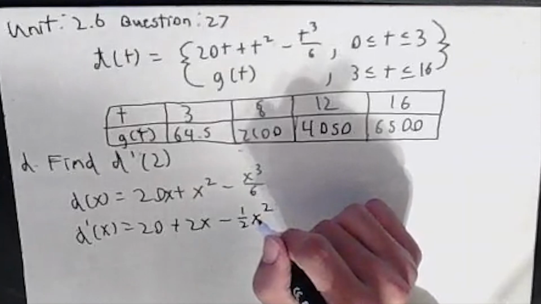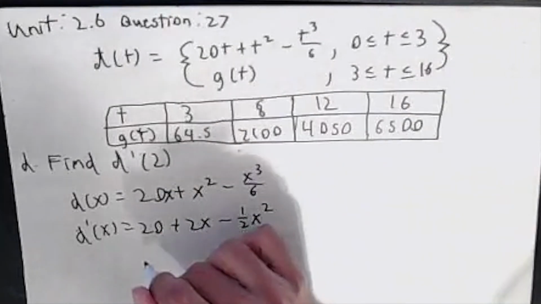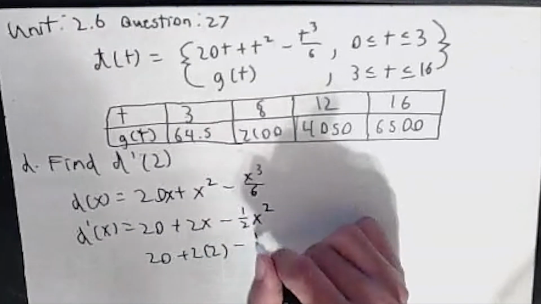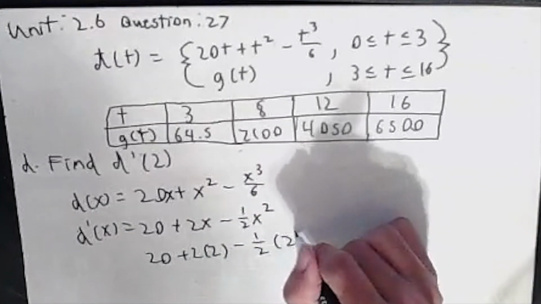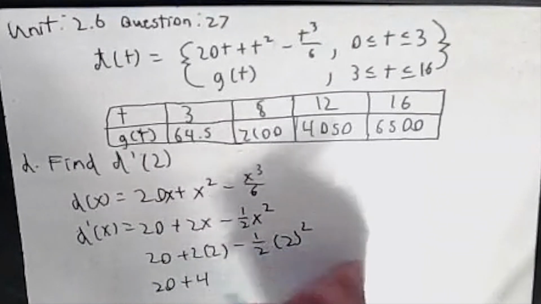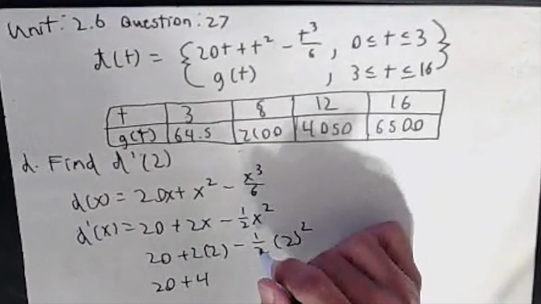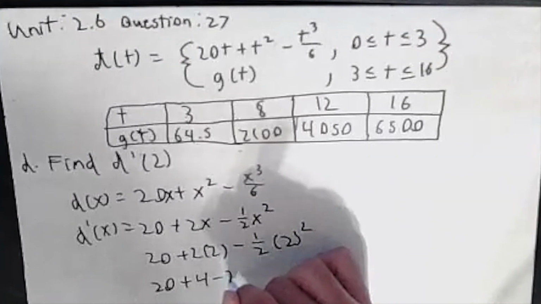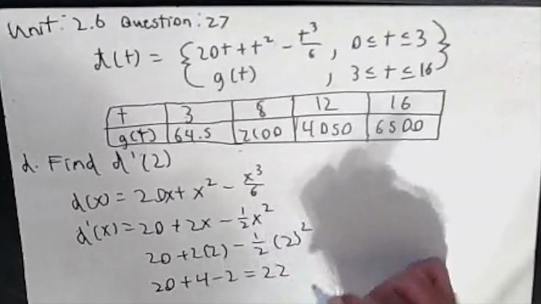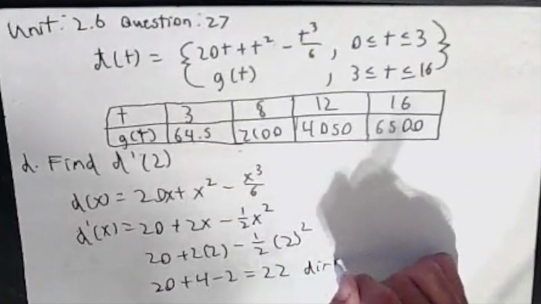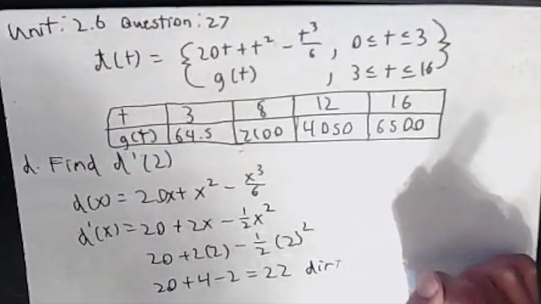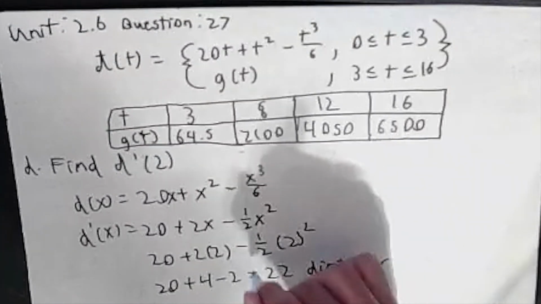And finally, we can just plug in our value of 2. So we have 20 plus 2 times 2 minus 1/2 times 2 squared. 20, we're going to leave 20. 2 times 2 is 4. 2 squared is 4, times 1/2 is 2. So we have minus 2, which gives us an answer of 22. And we have to use units. So 22 dirt per day as our final answer.